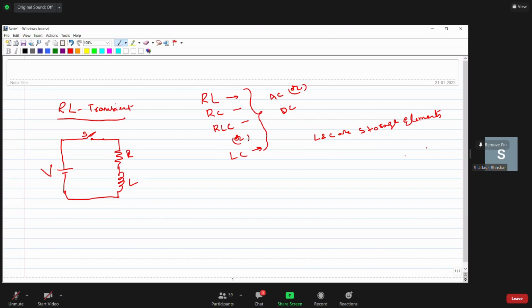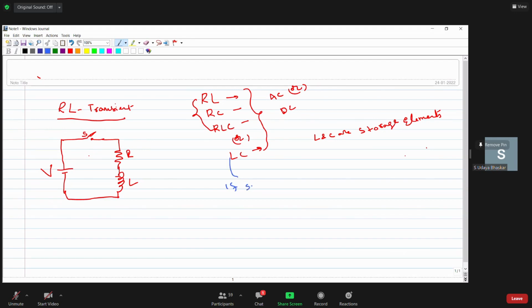So these are all storage elements: a combination of resistance and inductance, a combination of resistance and capacitance, a combination of resistance, inductance and capacitance, with AC or DC. We are going to study these three, AC or DC. First, we will see the DC. So when we give the supply voltage and the switch is in the open condition, no current will flow.